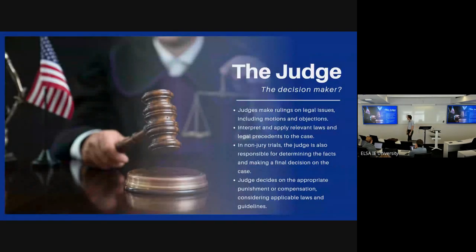The judge, you already know what the judge does. It's procedural. In a bench trial, he makes the decisions, and this includes interpreting and applying laws. The judge is also in both bench and jury trials. The judge is the one that decides the compensation. The jury recommends compensation, but the judge decides compensation.